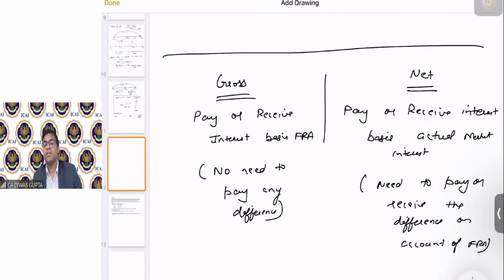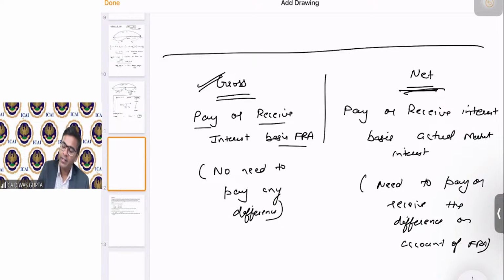So there is a use of FRA. Guram, we cannot say that FRA, there is no use only. Please understand, if you are settling it basis gross, then you're ultimately paying or receiving the committed rate in FRA. Then there is no need to pay off any difference. And then you will ask, what is the benefit? The benefit is, if you have not entered into that commitment, you would have been exposed to the higher or the lower rate in the market. That's how we do for forwards.